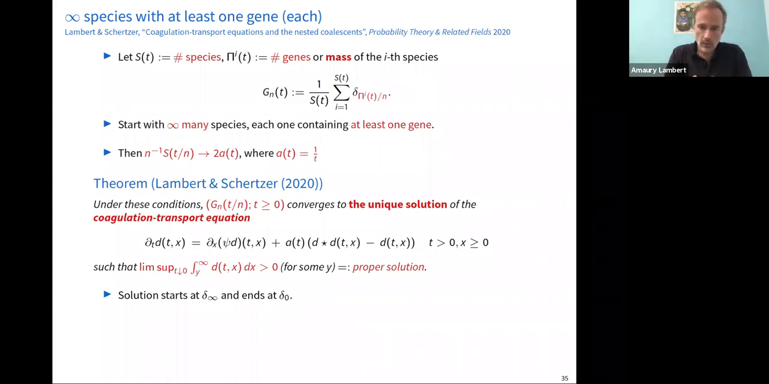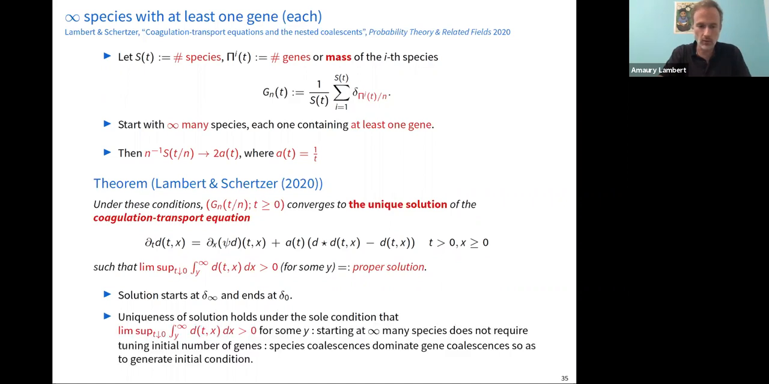So we showed with various tools, including probabilistic tools and McKean-Vlasov type of solutions, that there is a unique solution to this equation. You see that in each species, the number of genes is decreasing, like the solution to x dot equals minus psi of x. And you have this coagulation between species that results in the coagulation term in the PDE. So the solution to this PDE starts at delta infinity and ends at delta 0, thanks to the transport and with coagulation going on the way.